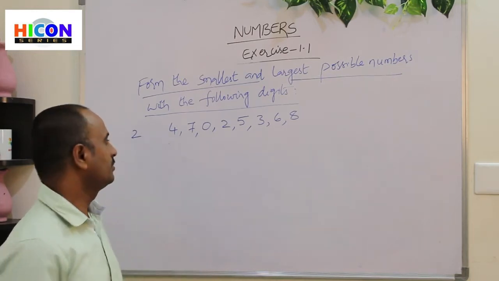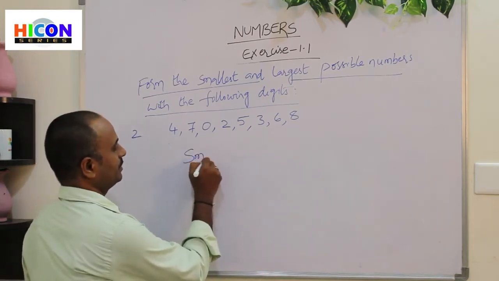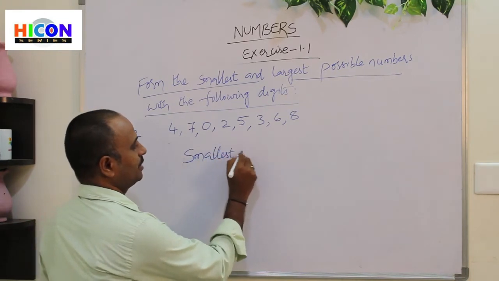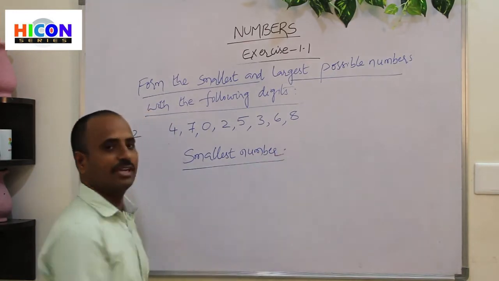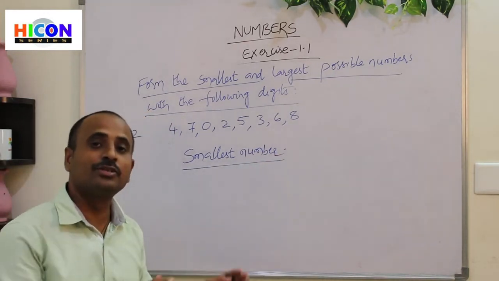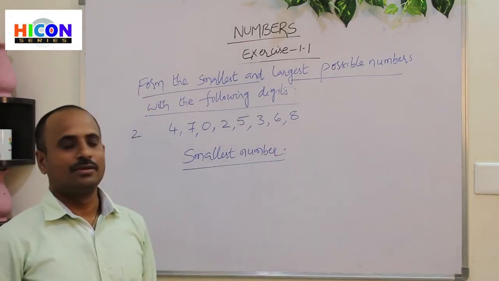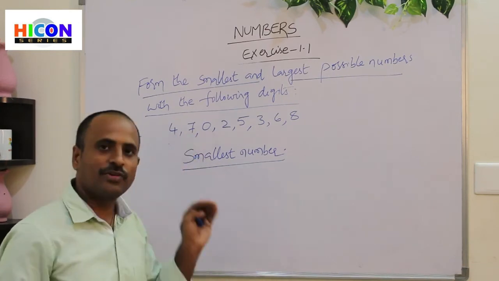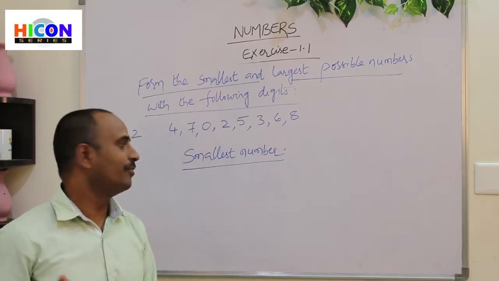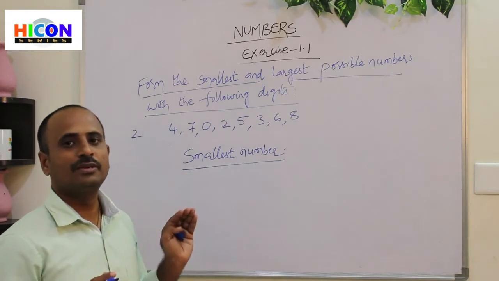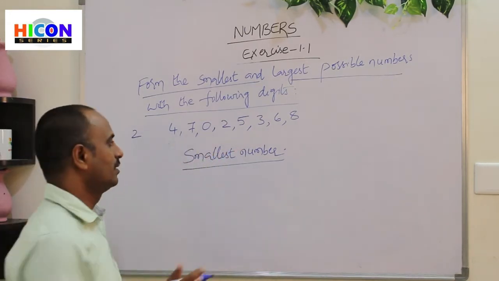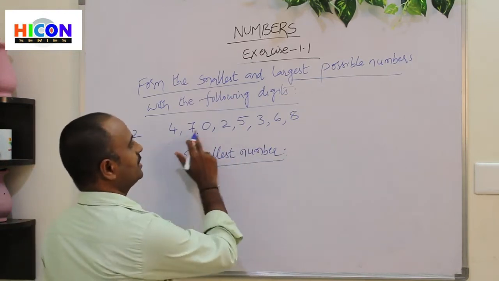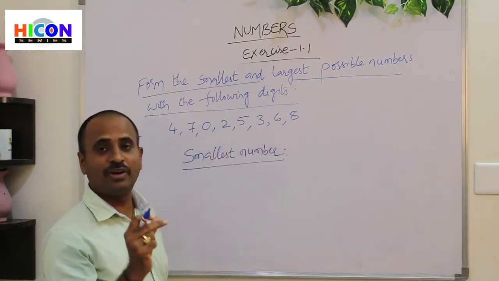So how to form the smallest number? The smallest number can be obtained by arranging the given digits from smallest to greatest. If we arrange the given digits from smallest to greatest, we can get the smallest number. So now arrange the given digits from smallest to greatest. Among these digits, which one is the smallest?